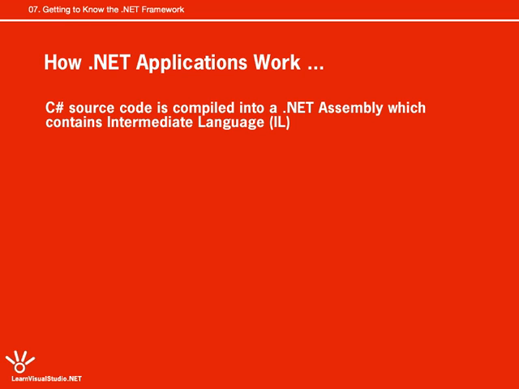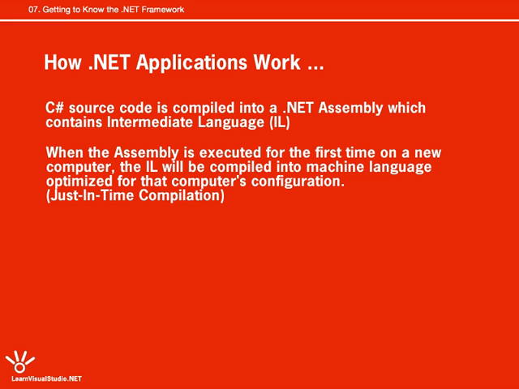So for example, if you were to create a .exe application and give it to a friend, and they're running Windows 98, the first time the application is run, it's going to compile a special version of your application using the intermediate language inside that assembly, that is specific to not only Windows 98, but also the specific processor and the amount of memory and things of that nature.